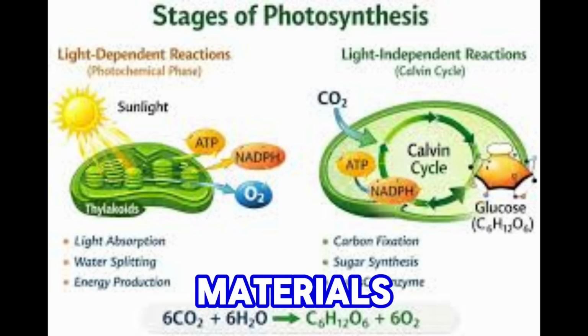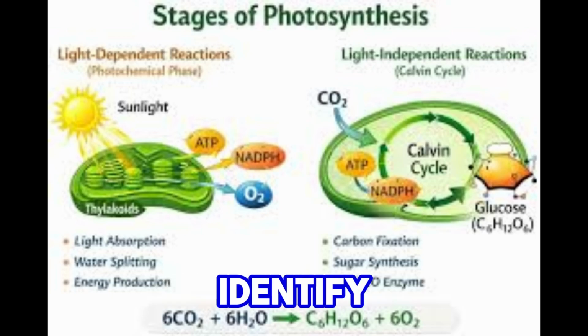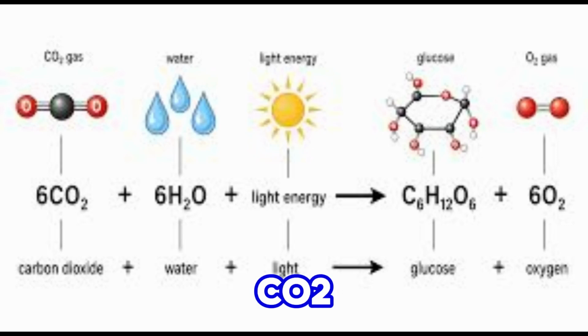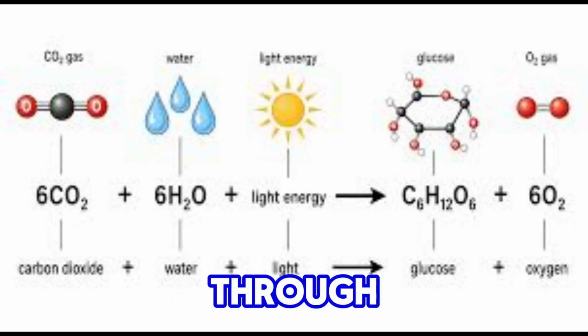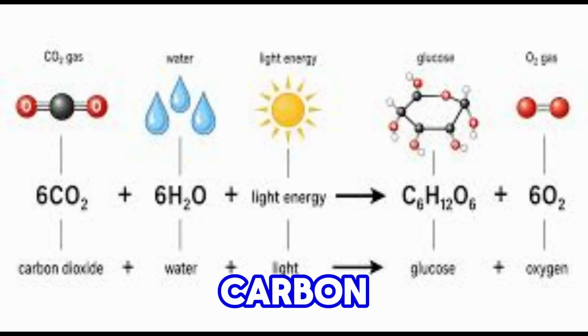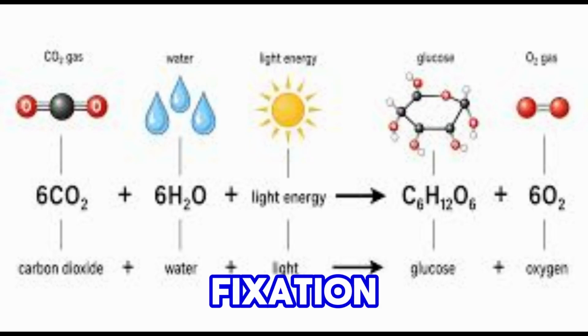The raw materials of photosynthesis. Let's stop and identify exactly what the plant needs. Raw material number 1, carbon dioxide. CO2 comes primarily from the atmosphere. It enters through the stomata. Its carbon becomes incorporated into organic molecules during carbon fixation.